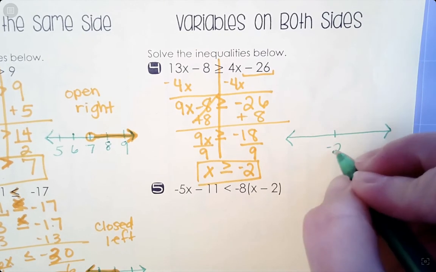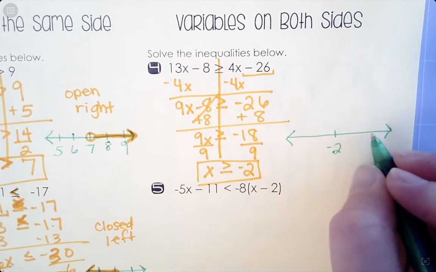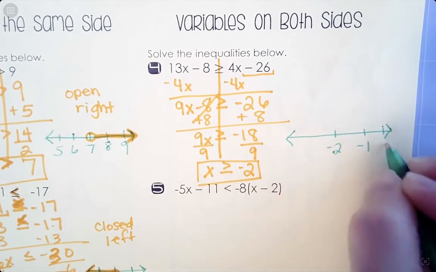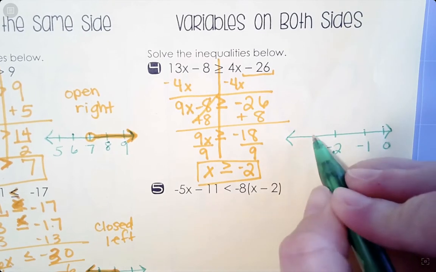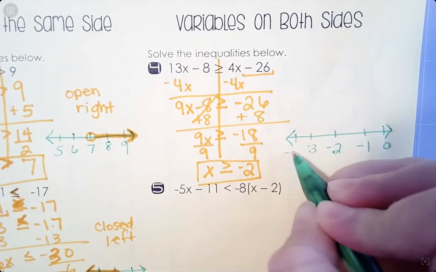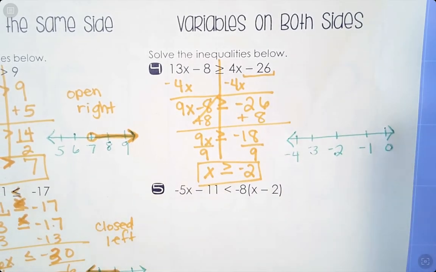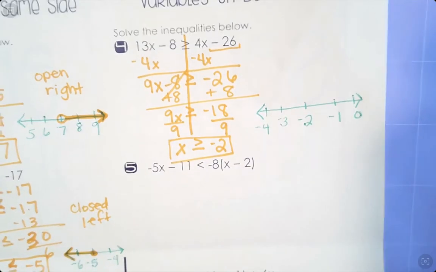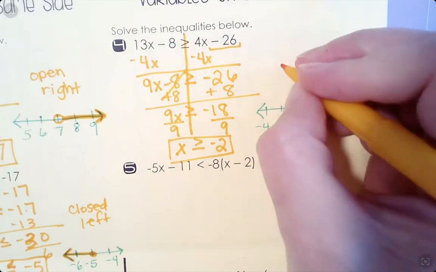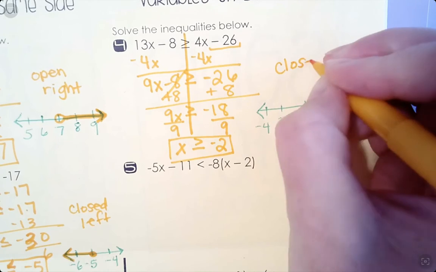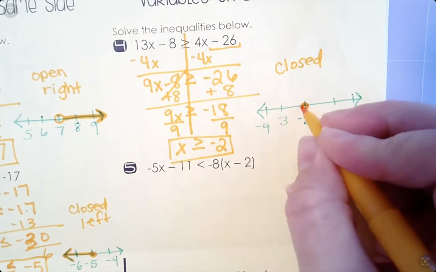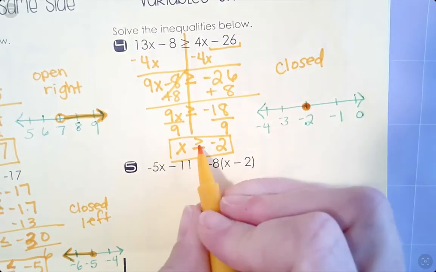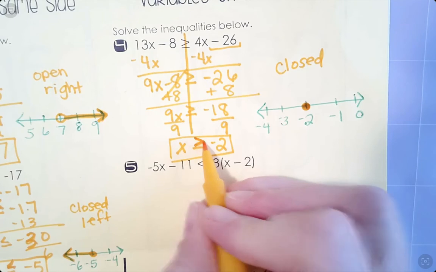So we have negative 2. If we're going to the larger side, that'd be negative 1 and then 0. Smaller would be negative 3 and negative 4. So this is going to be close because it's a we're equal to. And is going right.